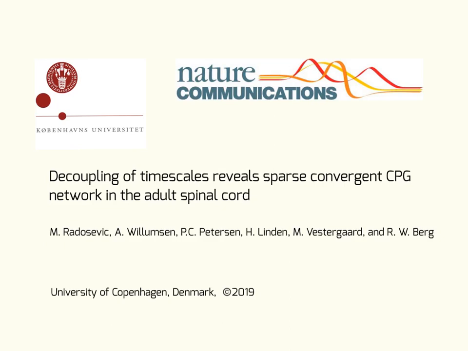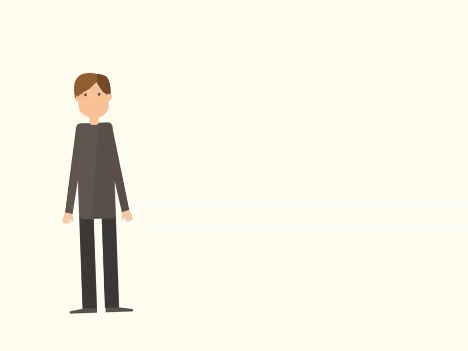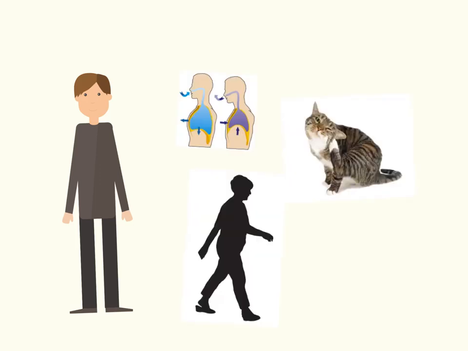This is a short introduction to the study by Radosevic and colleagues, which was conducted at the University of Copenhagen. In this study, we address the structure of the neuronal network involved in generation of simple, stereotypical rhythmic movements such as breathing, scratching, and locomotion.